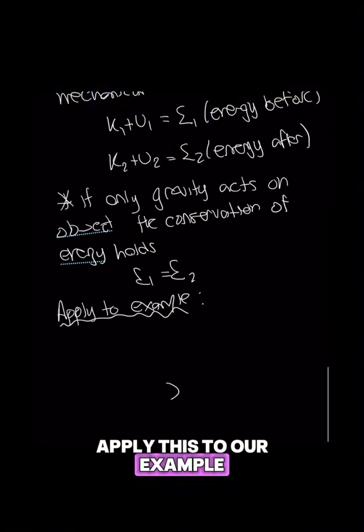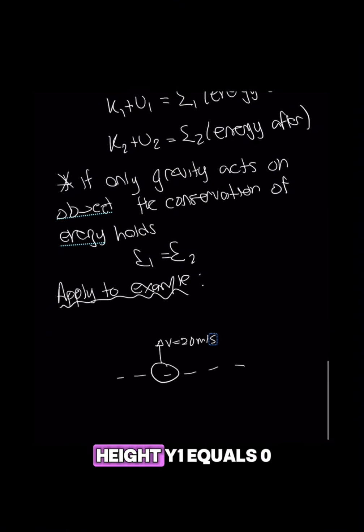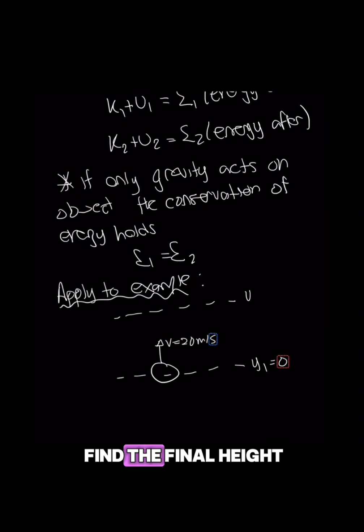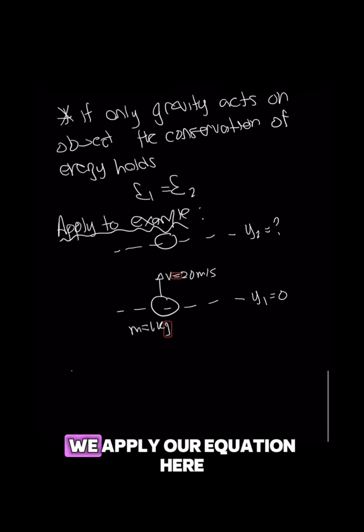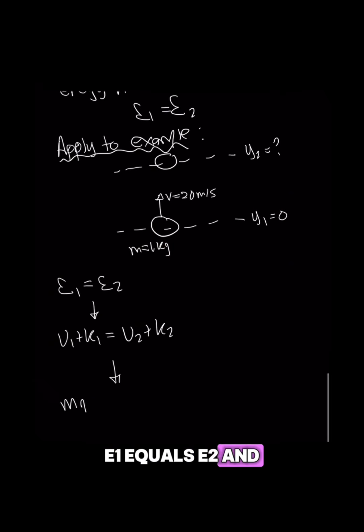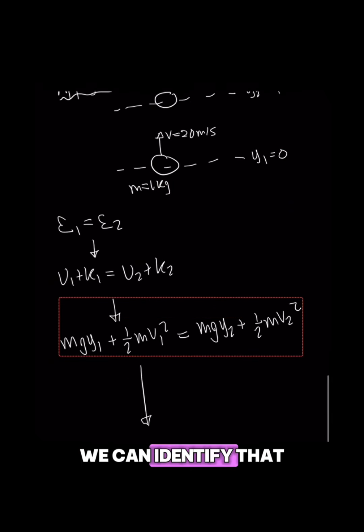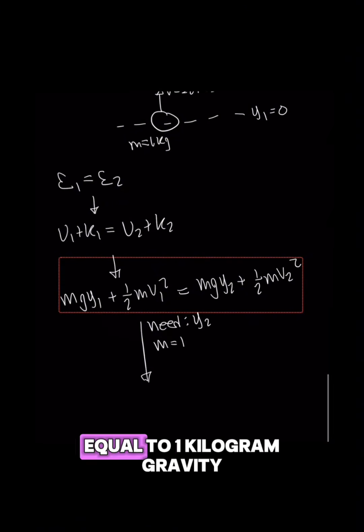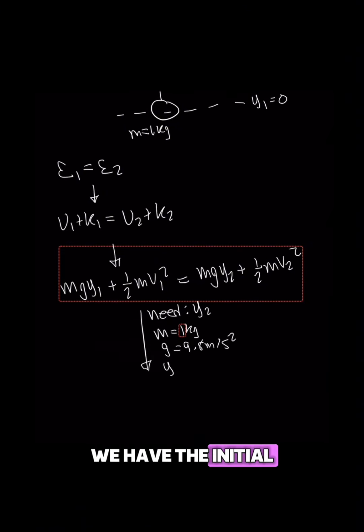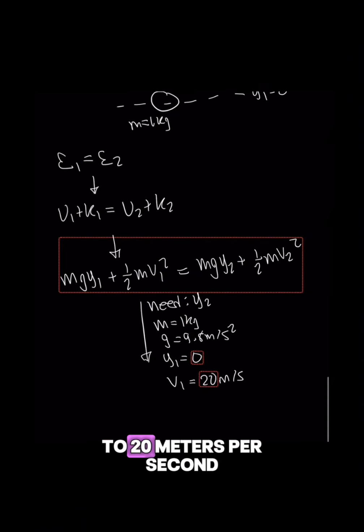So we can apply this to our example. We have the mass starting at an initial height, y1 equals 0, and we need to find the final height, y2 equals unknown. If we apply our equation here, E1 equal to E2, and convert it into this form here, we can identify that we need y2. We have the mass equal to 1 kilogram, gravity, the initial height equal to 0 meters. V1 is equal to 20 meters per second.